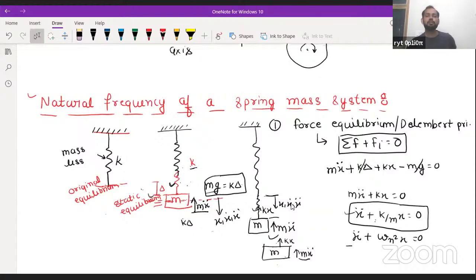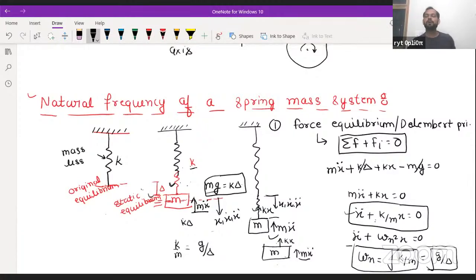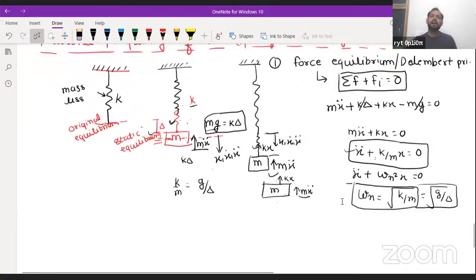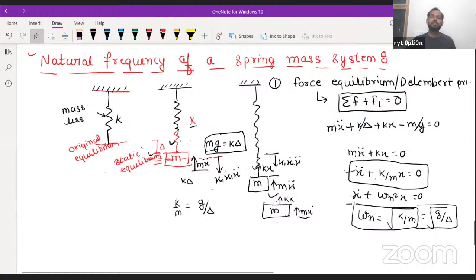If you are interested to know the natural frequency, what will be the natural frequency of a spring mass system? That is root k by m. From here you can also conclude that m g is equal to k delta, so k by m is equal to g by delta, and the natural frequency is root g by delta. So you can also calculate the natural frequency by this formula, root g by delta. Is there any doubt, or is it clear to you? If there is no doubt, then we will see the next method, and after that we will start the problem.